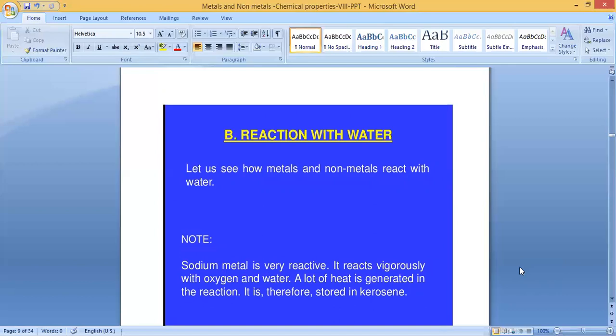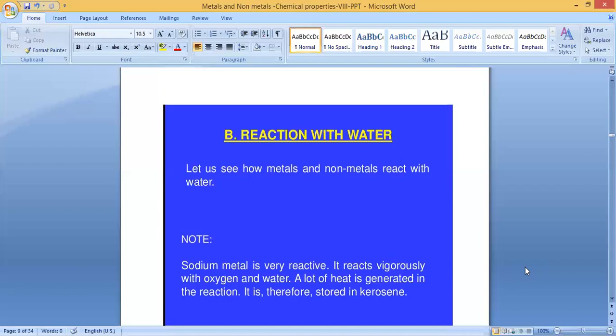Okay, sodium metal, if you take one example, sodium metal is very reactive. It reacts vigorously with oxygen and water. A lot of heat is generated. We can tell it is an exothermic reaction. Heat is generated or liberated, that is an exothermic reaction. A lot of heat is generated in the reaction. It is therefore stored in kerosene.